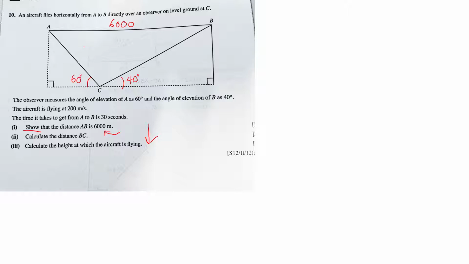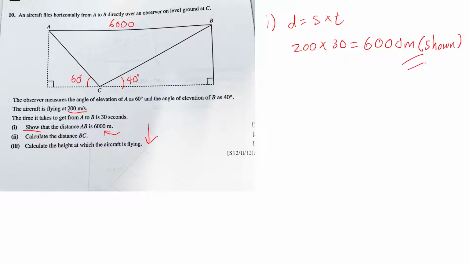So it is very simple. The speed is 200 meters per second. So distance is equals to speed times time. Alright, so the distance is what we want to find, and the speed is 200 meters per second times the time, which is 30 seconds. And this will give us the distance of 6,000 meters. And because this is a show question, we need to write shown.